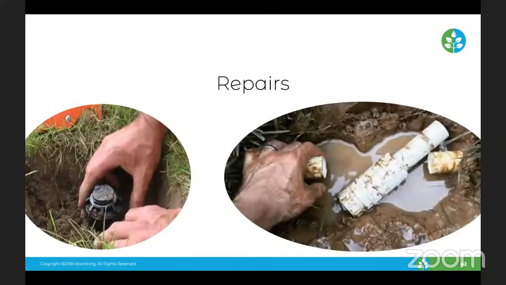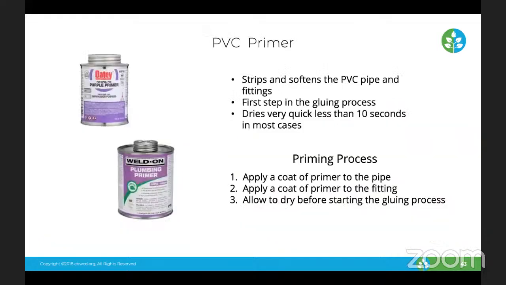Okay, so PVC repairs. I'm going to talk a little bit about PVC primer and the priming process and a little bit about the glue. These are things that I wanted to know when I first started doing these kinds of repairs. So what does the PVC primer do? It strips and softens the PVC pipe and the fittings. It's the first step in the gluing process. It dries really quickly, about 10 seconds.